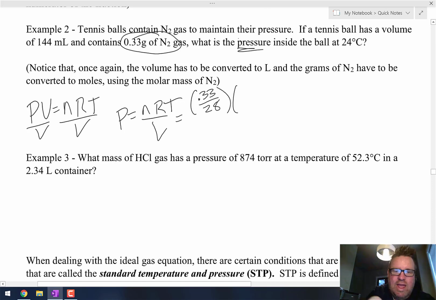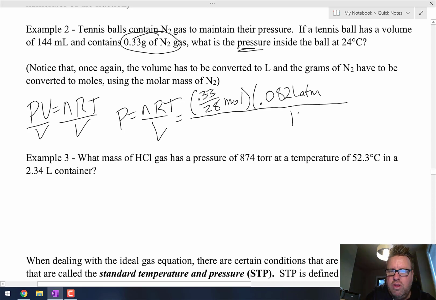And again, now I've converted that to what? I've converted that to moles. Okay, and then I take 0.082 liters atmospheres, watch how I do this, over Kelvin mole. So when R is on the top, the Kelvin mole goes on the bottom. When R is on the bottom, the Kelvin mole goes on the top. Okay, and then the temperature is 24 degrees.